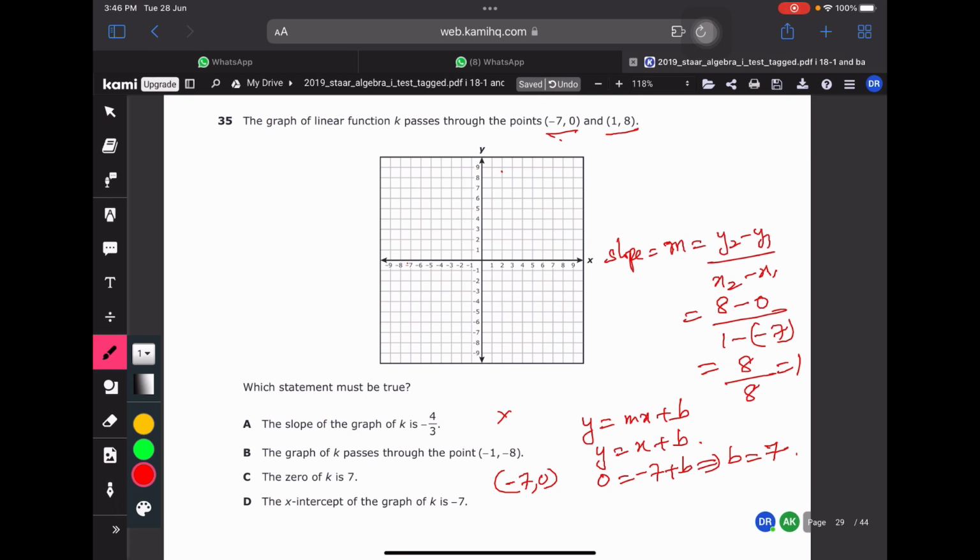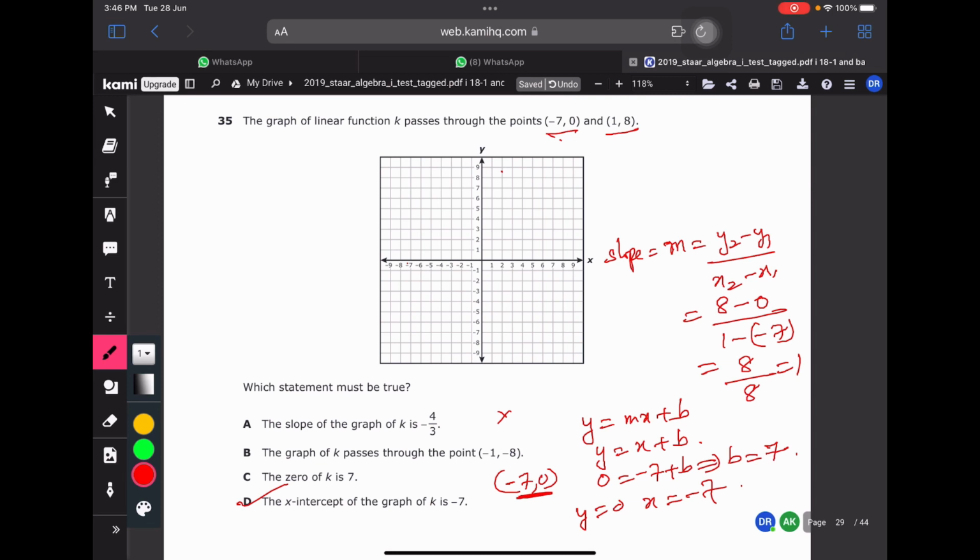So therefore you are getting here the x-intercept of graph of k is minus 7. It is intercepting because y is equal to 0. So it's given very clearly. If y is 0, what is the value of x? X is equal to minus 7. So the intercept of the graph of k is minus 7.